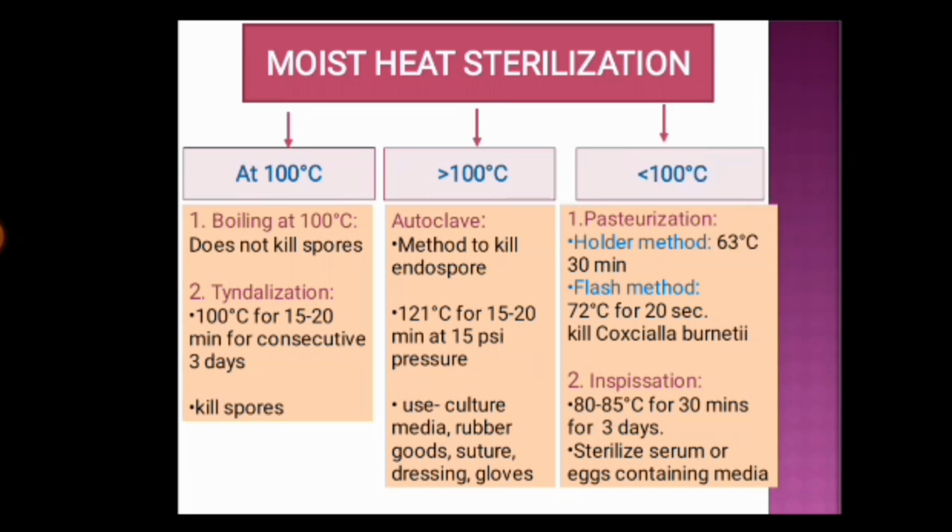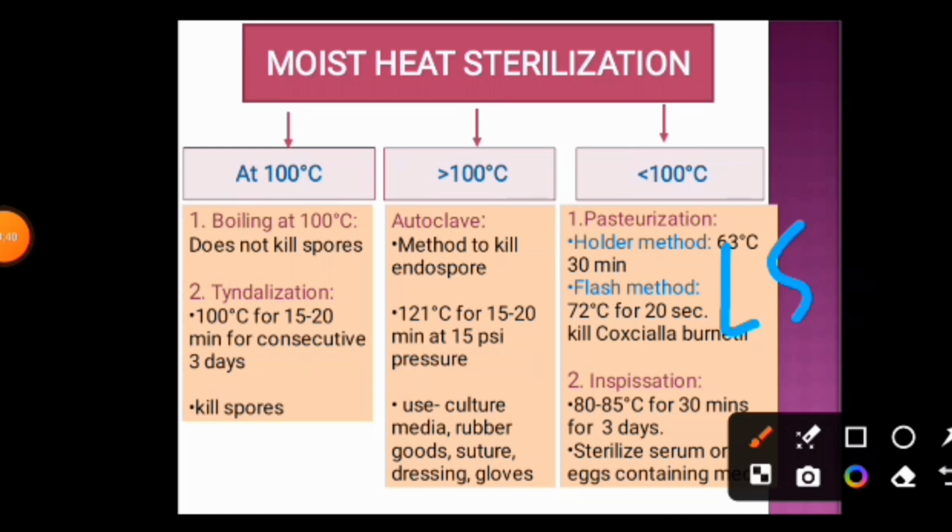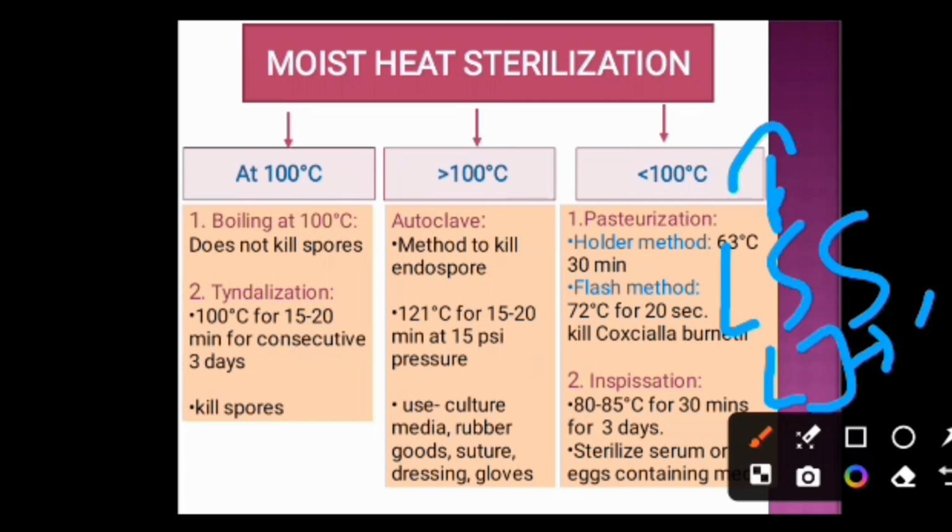Okay. And this inspissation is very important because it sterilizes serum or egg containing media. Examples of serum or egg containing media are LSS, that is Loeffler serum slope, and LJ. This LSS and LJ are serum or egg containing media. This LJ is used to culture the Mycobacterium tuberculosis, and LSS for Corynebacterium diphtheriae.